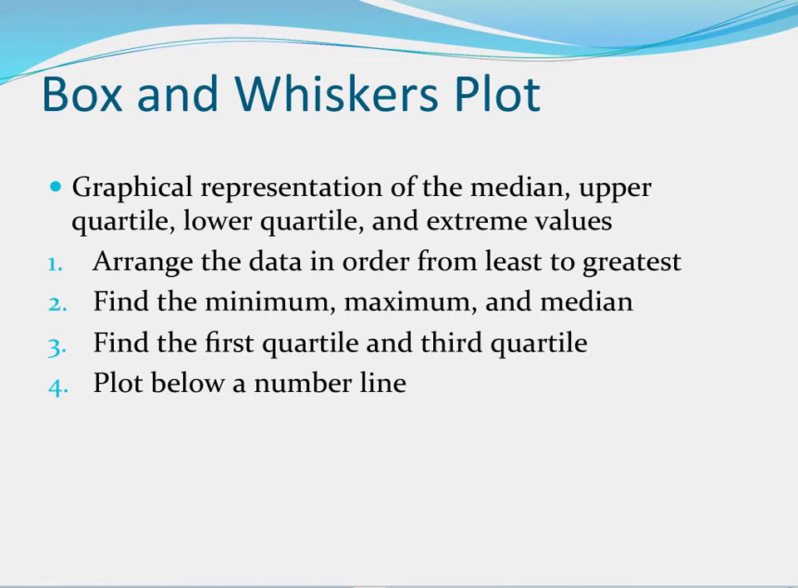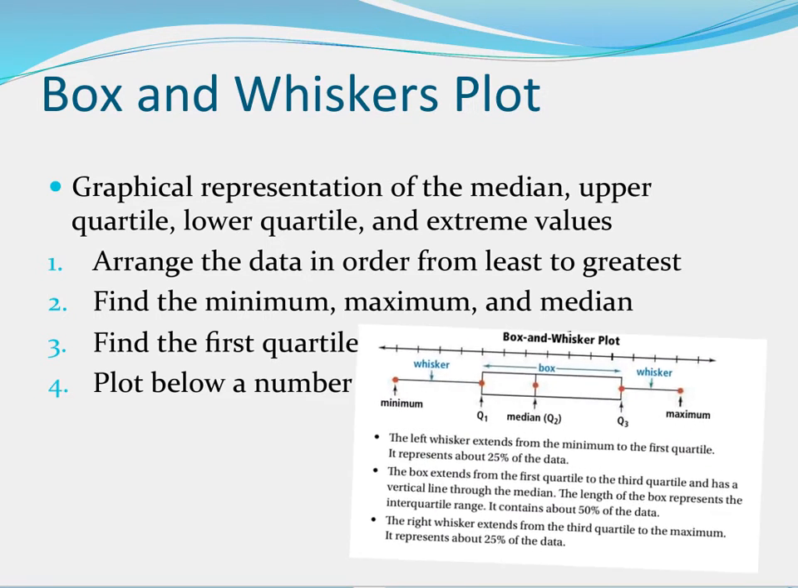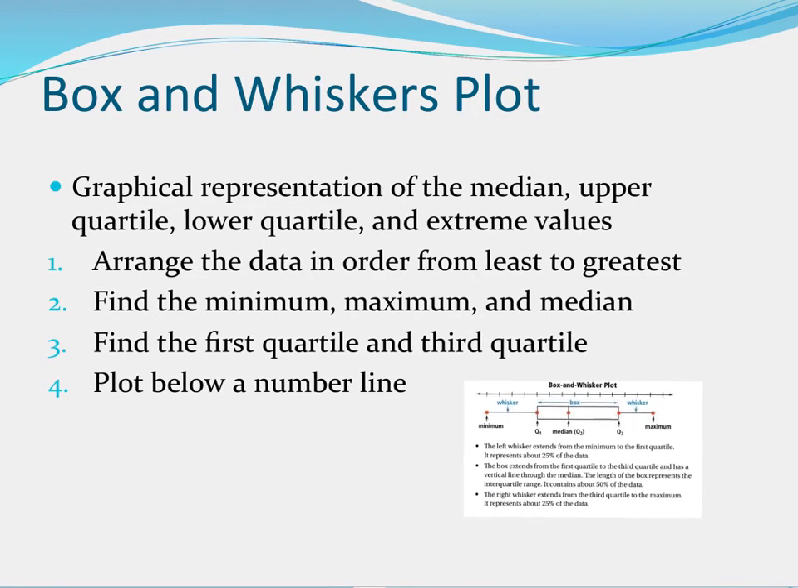A box and whisker plot is a graphical representation of the median, upper quartile, lower quartile, and extreme values. Steps are pretty straightforward. Arrange the data in order from least to greatest. Find the minimum, maximum, and median. Find the first quartile and third quartile. Plot below a number line. That's the important piece. Don't just plot it below the numbers themselves, because they'll all look even and perfect. You plot it below an actual number line. Now, you might want to pause here real quick if you're not done writing all the words, because I want to give you an example of what that looks like. So I'll give you a second. Go ahead and pause if you're not done writing.